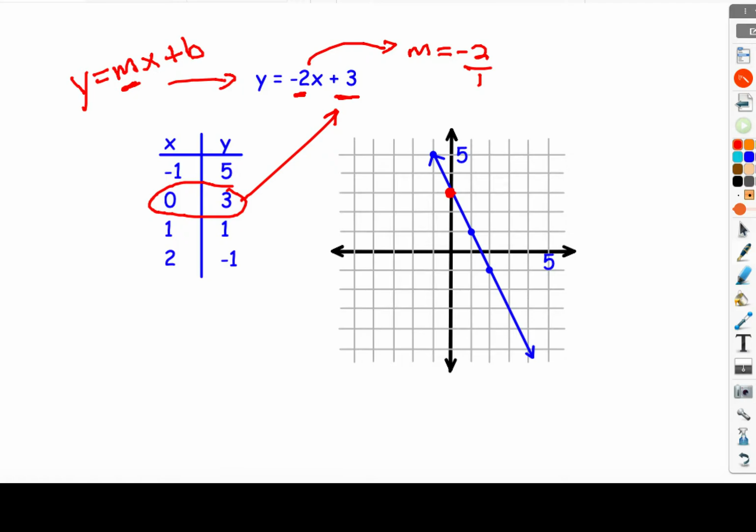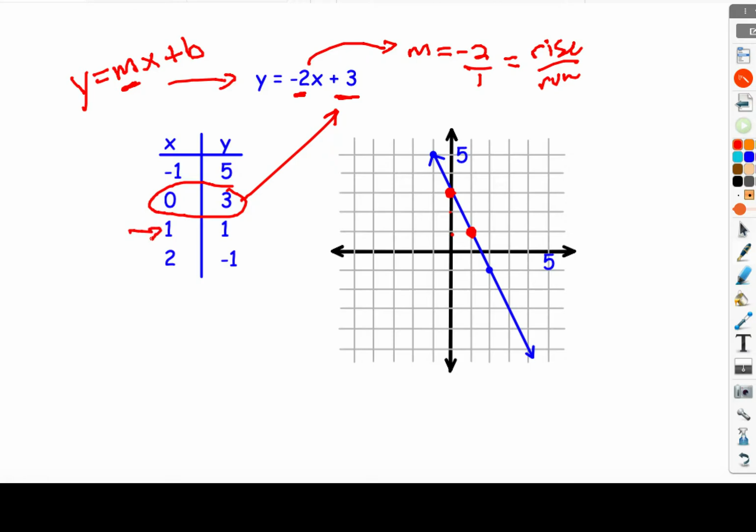So the easiest possible way to graph an equation, as you'll notice over here on the graph, is to start from the y-intercept. Somewhere to start. And then we need the slope to tell us where to go. Remember that's always rise over run. So that's -2, so down 2 units, and to the right 1 unit. And that's where we get that point, 1, 1.